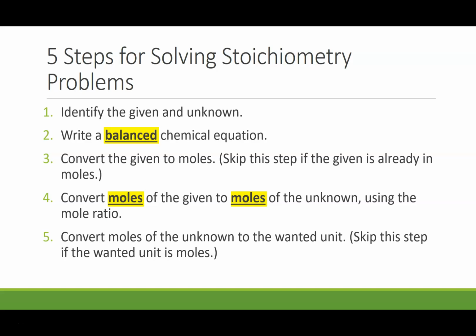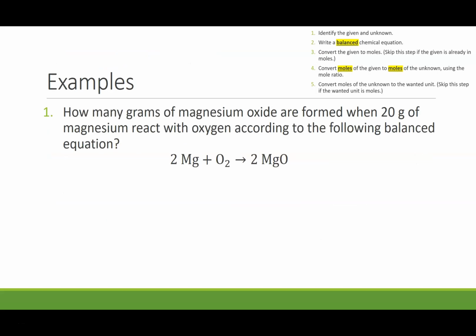Now, since we are doing mass-to-mass stoichiometry problems, that means we are converting from grams of the given to grams of the unknown. So all 5 steps will be used. None of these steps will be skipped. Let's do a few examples. Number 1, how many grams of magnesium oxide are formed when 20 grams of magnesium react with oxygen according to the following balanced equation? 2 Mg plus O2 yields 2 MgO. We'll do this following the 5 steps.